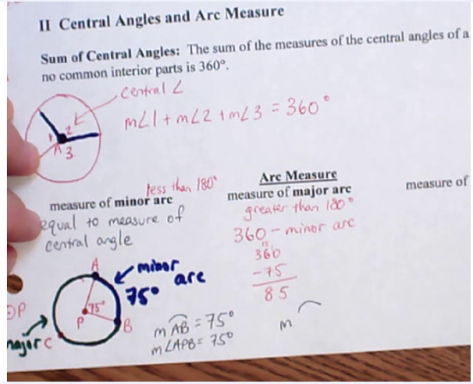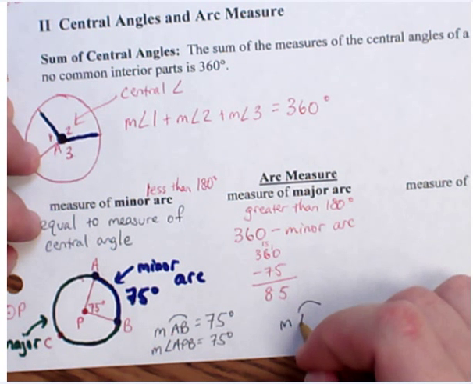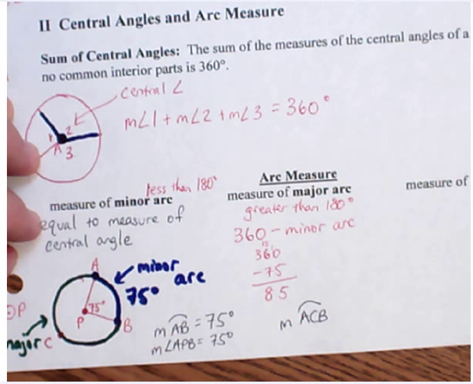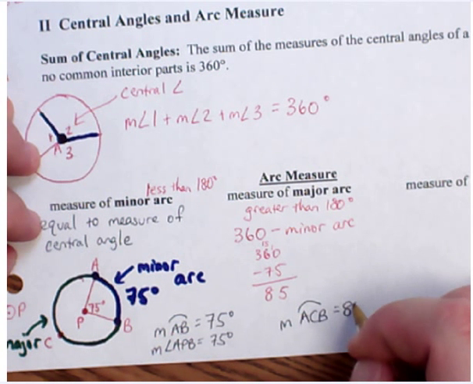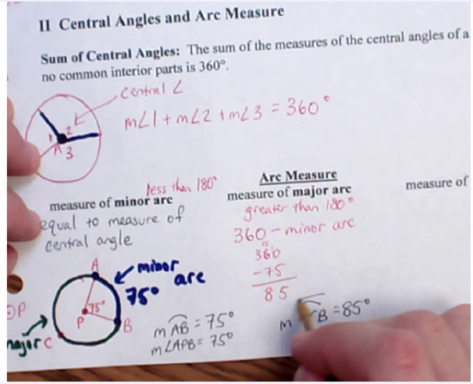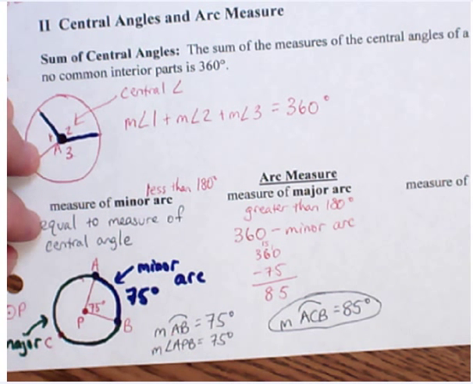The way that we name this, we would say the measure of arc. If it's a major arc, you have to use three letters. So you'd start with A, then you go to C, then you go to B: ACB. You have to travel the circle in the order that you write this. So the measure of arc ACB, that is the major arc, equals 285 degrees. The minor arc was 75.